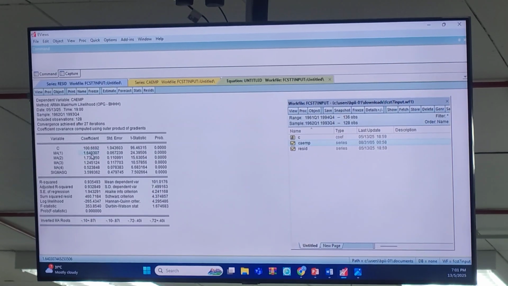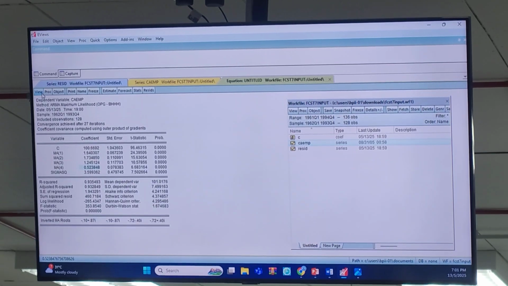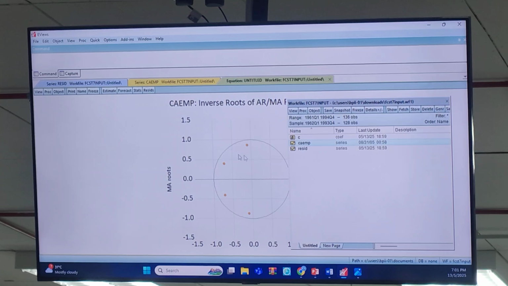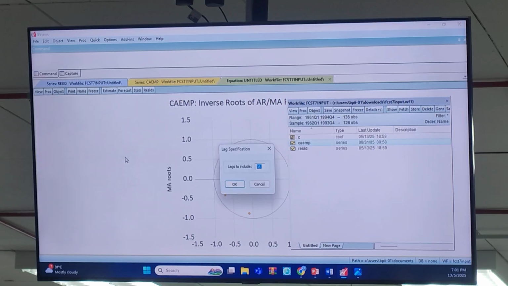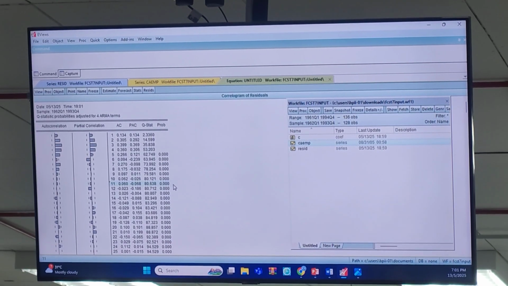So we have theta 1, theta 2, theta 3, theta 4. Invertibility, ARMA structure, graph, okay, invertible. Residuals: Q 11, still the same. So all MA1 up to MA4 are not adequate models. So the residual is not white noise.